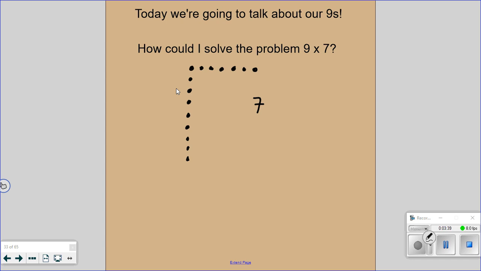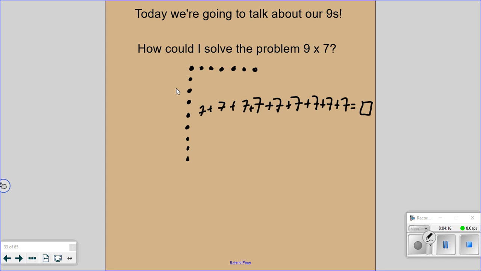7 plus 7 plus 7 plus 7 plus 7 plus 7 plus 7. 1, 2, 3, 4, 5, 6, 7. Plus 7 plus 7. How many 7s you got? 9. 9 groups of 7 would look like that. Ooh, 7 plus 7 plus 7 plus 7 plus 7 plus 7 plus 7. Write that down.